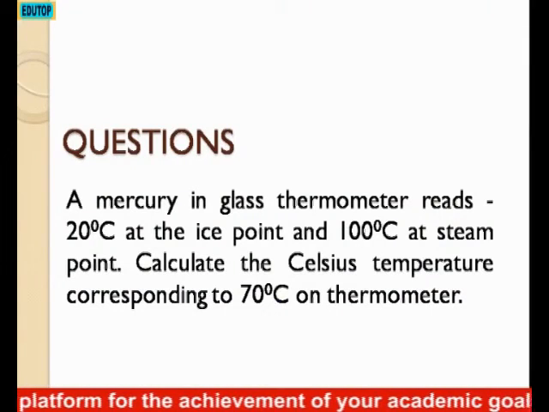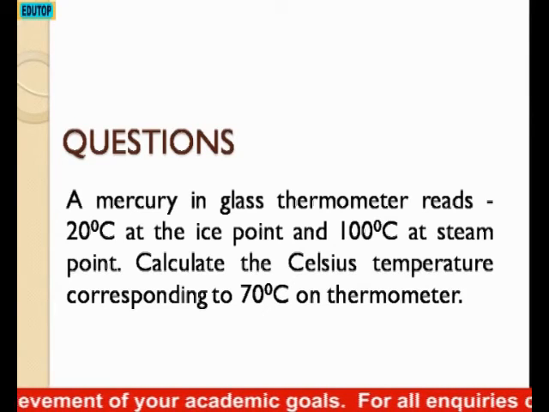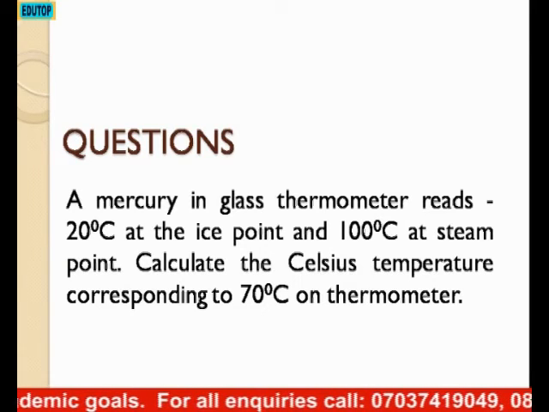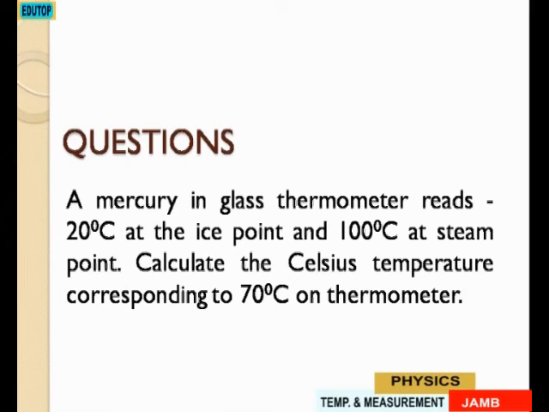Question number 1. A mercury in glass thermometer reads 20 degrees Celsius at the lowest point and 100 degrees Celsius at steam point. Mind you, steam point is also the upper fixed point. It's either we have steam point, boiling point, or upper fixed point. But for that of the lower fixed point, it can be a melting point or ice point. You should take note of all those things.